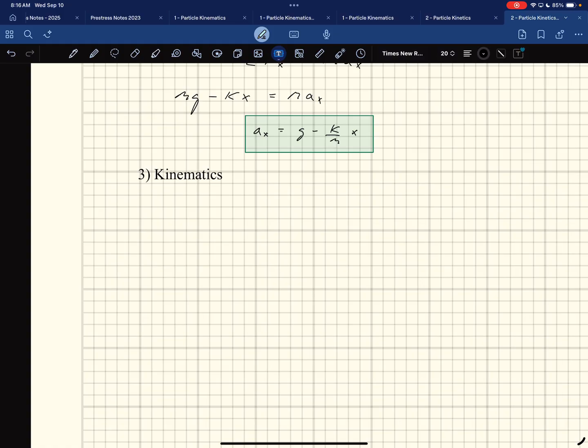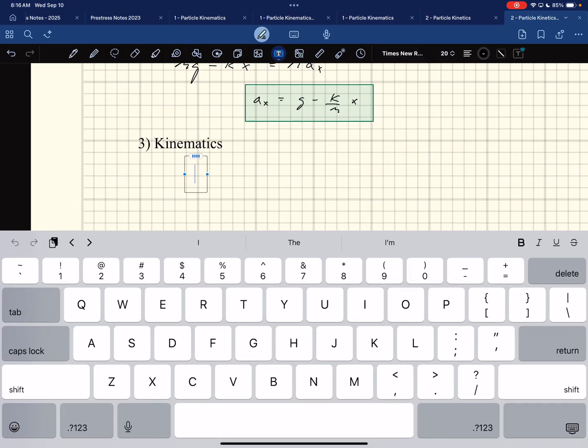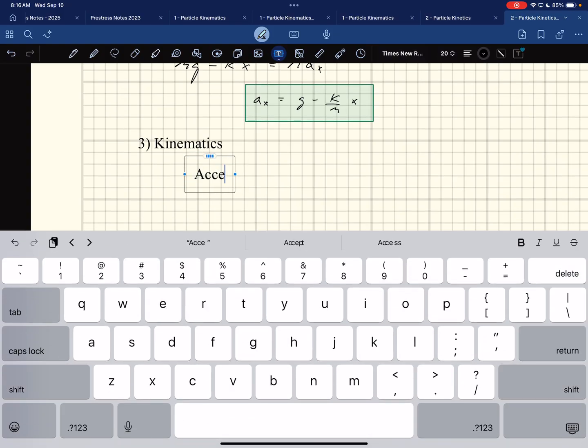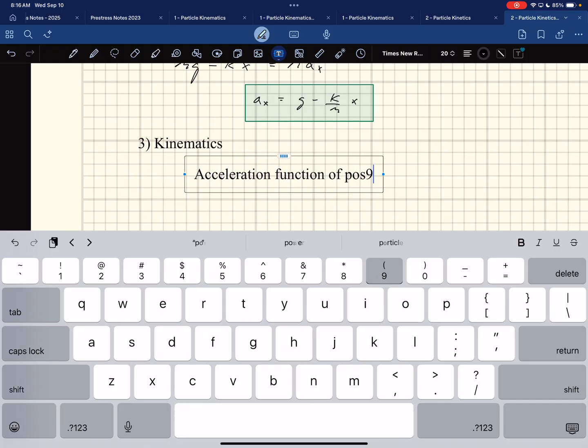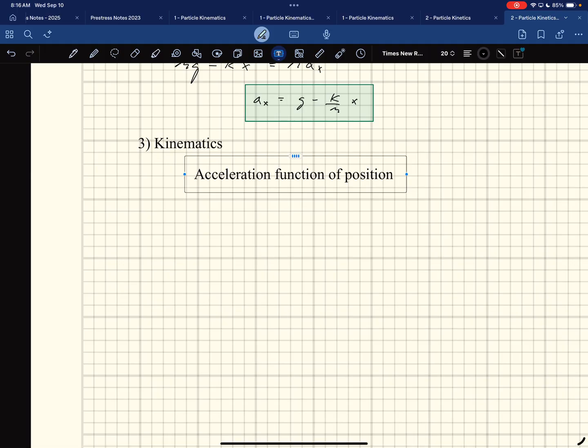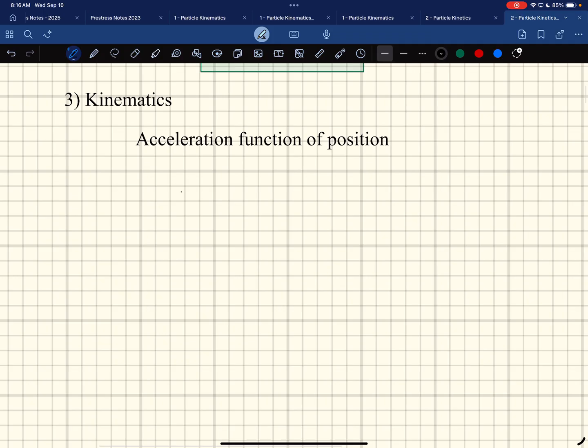Right? And this is going to be an acceleration. We noticed that it's an acceleration as a function of position. And so what you do is you look back up in your notes and you see, how do I handle acceleration as a function of position? It involves using the chain rule.